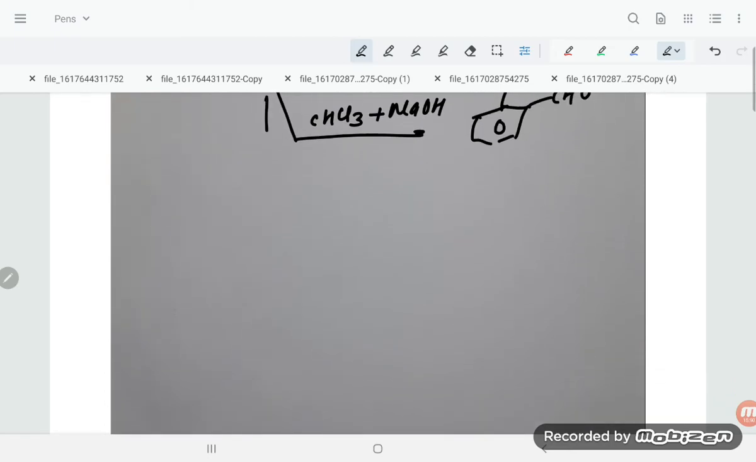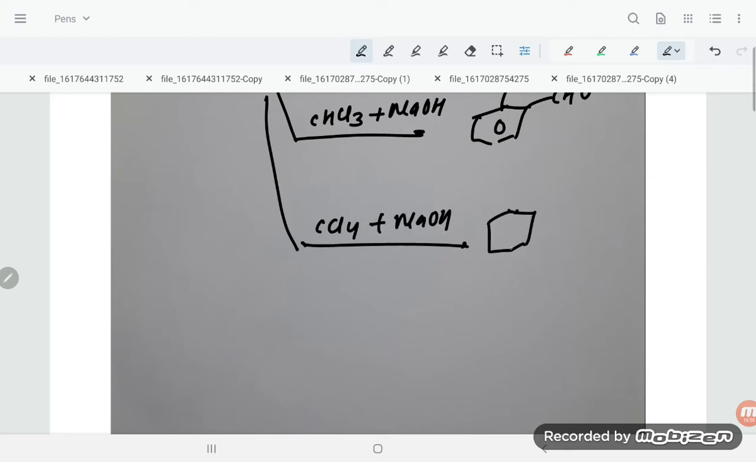Okay, if you are treating with CCl4 and NaOH, what are you going to get, student? Here you are going to get a carboxylic acid. That is also an example of the Reimer-Tiemann reaction, student.